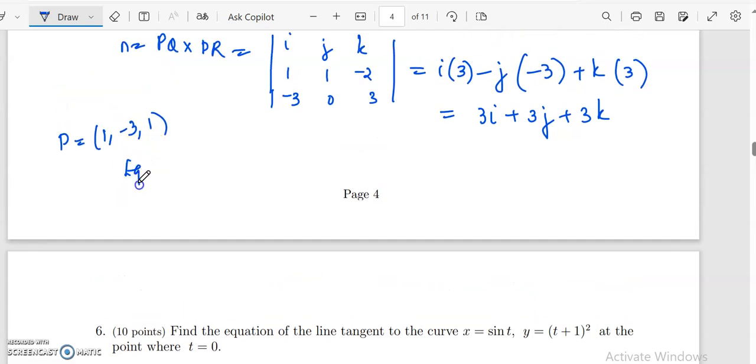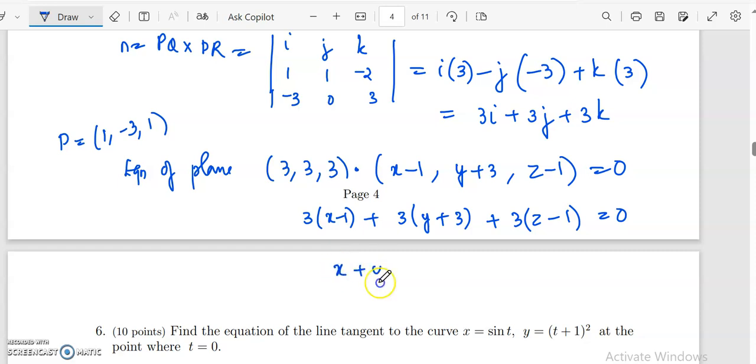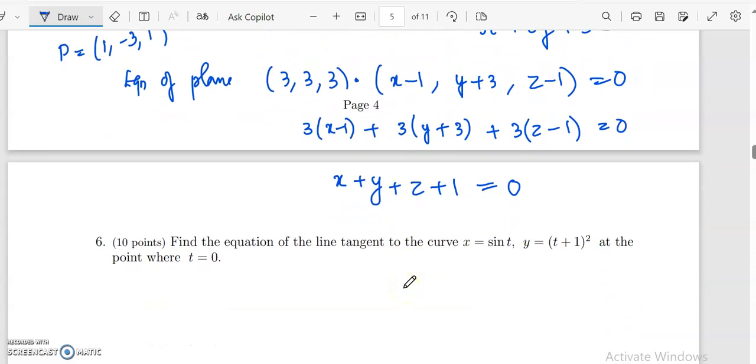So therefore the equation of the plane will be 3, 3, 3 dotted with x minus x naught, so that will be 3(x minus 1) plus 3(y plus 3) plus 3(z minus 1) equal to 0. So all the 3s will cancel out, and we get x plus y plus z. Then we have minus 1 plus 3 minus 1, so that will be 3 minus 2, so plus 1 equal to 0. So this will be the required equation of the plane.